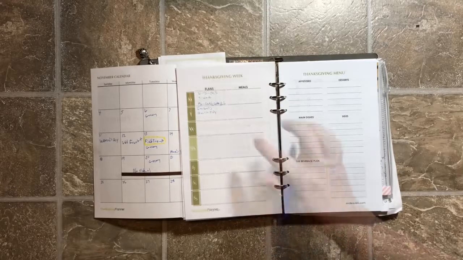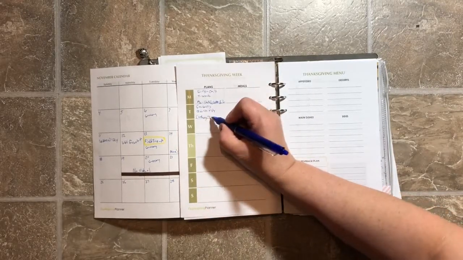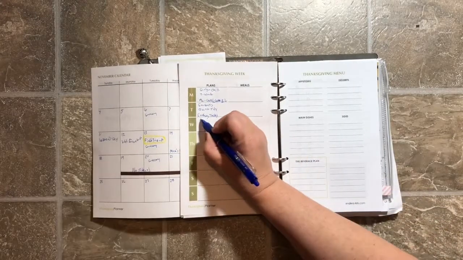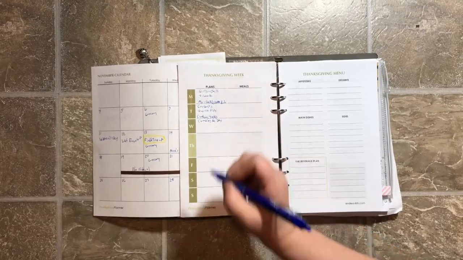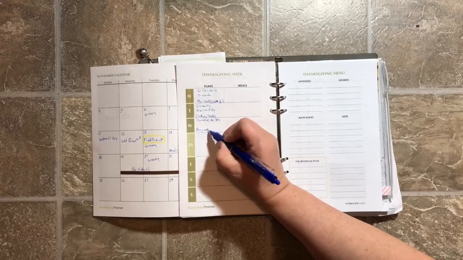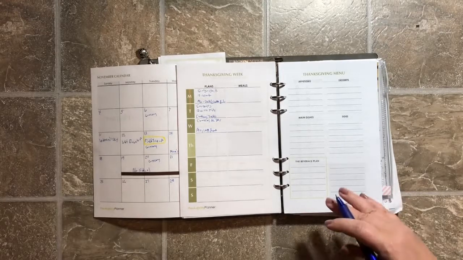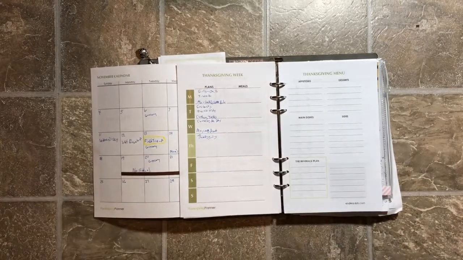Okay, so here we have the Thanksgiving week page. And I said earlier that the cleaning plan is one of my favorites. This is another one of my favorites. This page is in Thanksgiving, as you can see, Christmas, and Halloween. I just love how I'm able to have my activities or plans and my meals together on the same page.